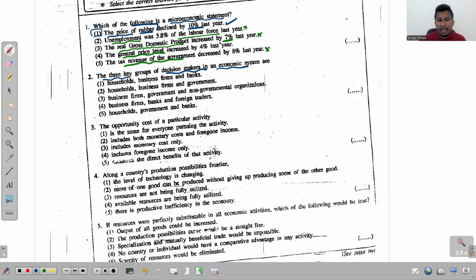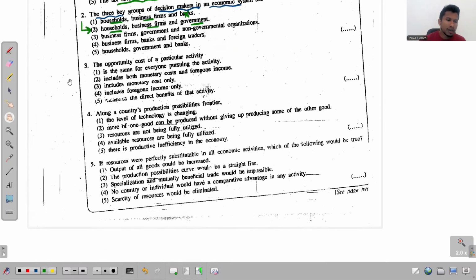Right. 3 key groups of decision makers in an economy. Who are the 3 decision makers? On one side, we have households. Then we get business firms, but not the banks. Again, households, business firms, and the government. Yes, true. So the answer for this question 2 is the second one. There is no point in going through the other ones, because you saw the theoretical part related to this.